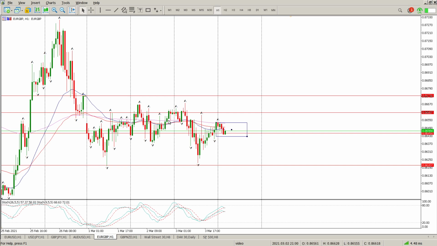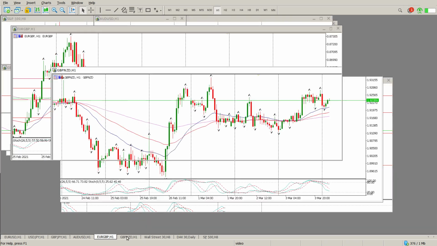I think for me at the moment, it is below the moving averages. You're more than likely going to see another move to the downside. Wouldn't be too surprised to see us come and test the lows here of 0.86, 0.86200. That's Euro, British Pound. And lastly, British Pound, New Zealand dollars.